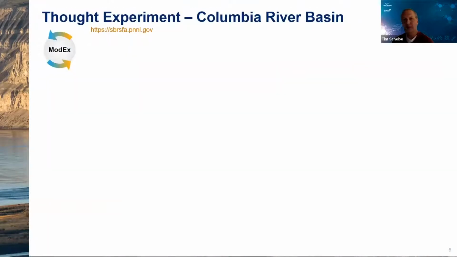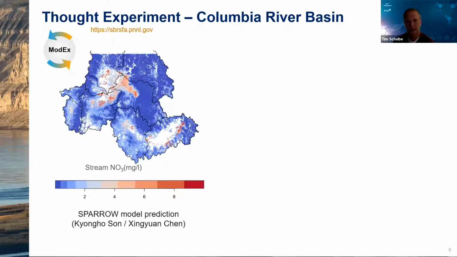So as we've learned about these things, I'd like to take you on a little bit of a thought experiment using the Columbia River Basin as our example. And this is based on work currently being undertaken by what we call the Subsurface Biogeochemical Research Scientific Focus Area Project, or SBR-SFA. You see the URL there on your screen, and if you'd like to learn more about our project, you can visit that website. What we're doing there is a lot of the kinds of things we've been talking about here, and I'd like to give you an example of how we might apply these ideas.